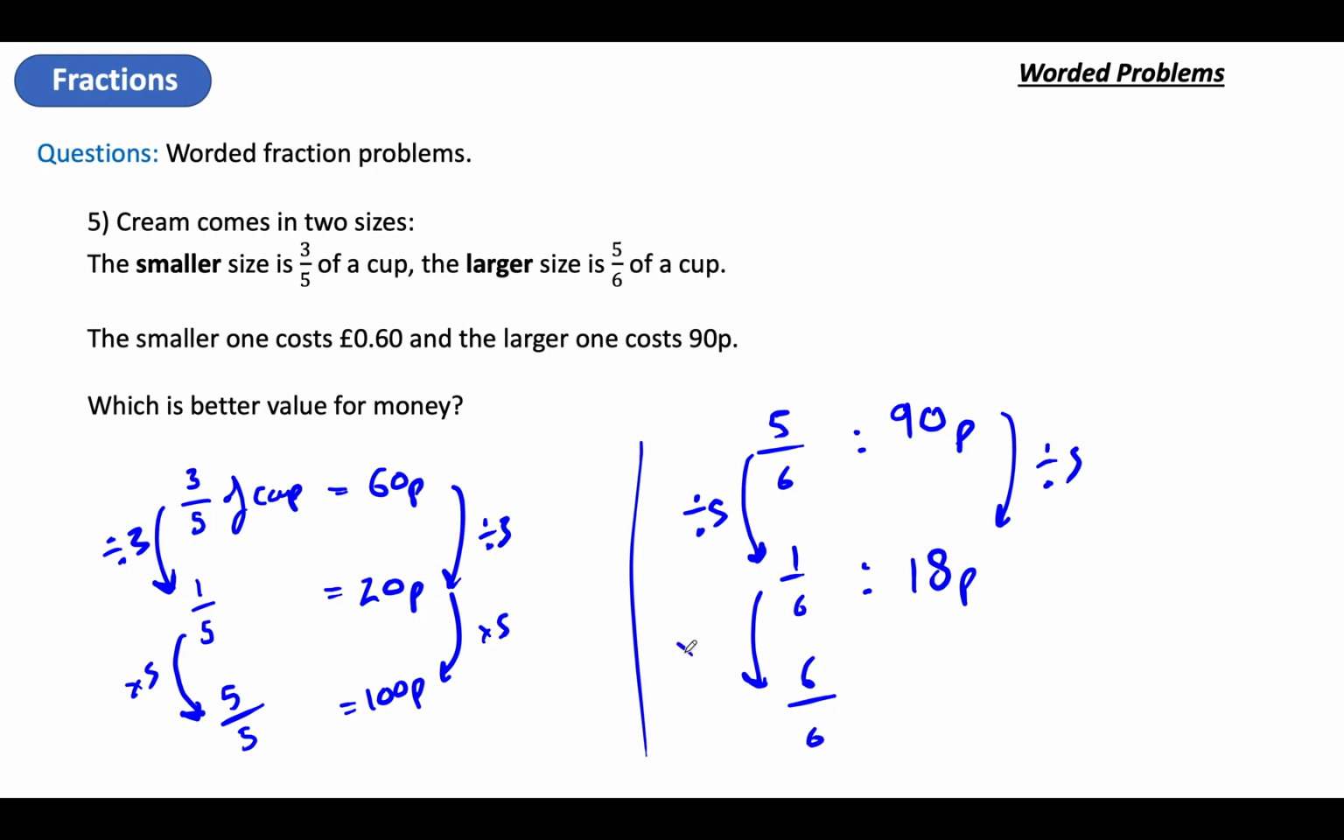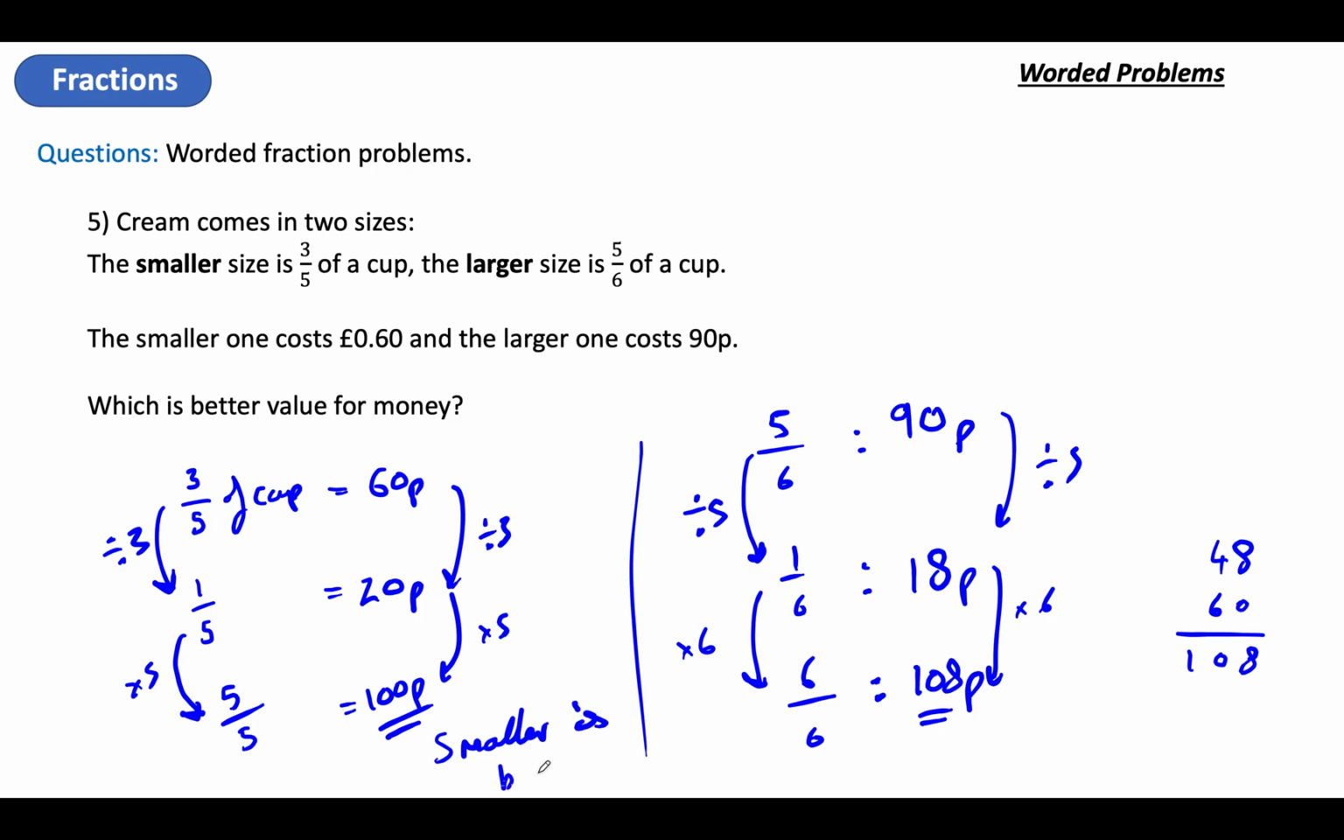So 6/6, which is like a tongue twister. Well, if I know what one of them is, if I times it by 6, I get 6 of them. Right, 6 eights are 48. 6 times 10 is 60. Add those together and you get 108. So, this one, if I had to get a whole cup, it would cost me £1. This one would cost me £1.08, or 108 pence.